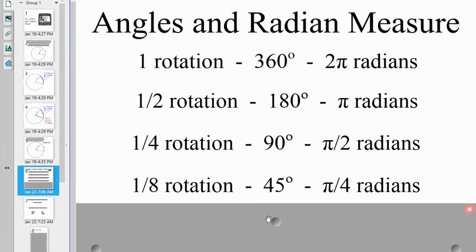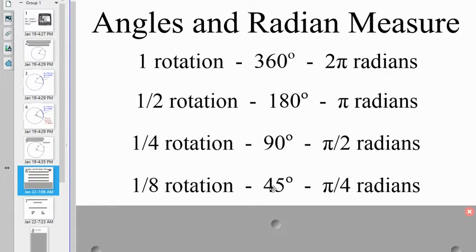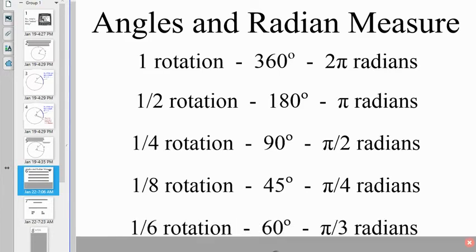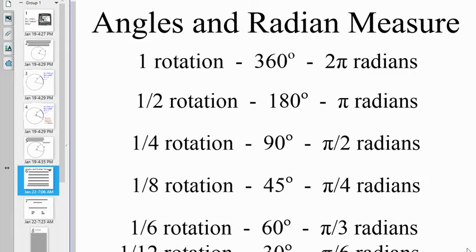Half of that, half of 90 is 45 degrees. Half of pi over 2 is pi over 4. Pi over 4 is 45 degrees. Remember that. Keep that in mind. We're going to see that again continuously over the next few weeks. Now, after that, half of 45 is 22.5. That's not a big deal, but 1/3 of 180 is 60 degrees. 1/3 of pi is pi over 3. That's another big one. And then finally, half of that, half of 60 degrees is 30 degrees. Half of pi over 3 is pi over 6.